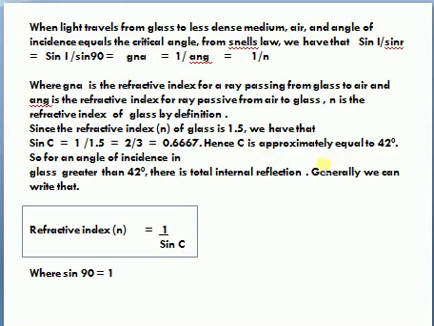So for an angle of incidence in glass greater than 42 degrees, which is our critical angle here, we will have total internal reflection. Now generally from this formula, we find out that the refractive index n is equal to 1 over sine C, or we say that sine C is equal to 1 over n, where sine 90 degrees is equal to 1.